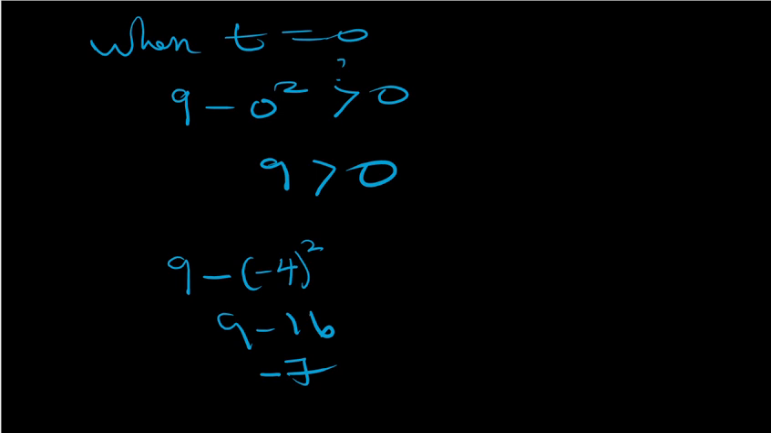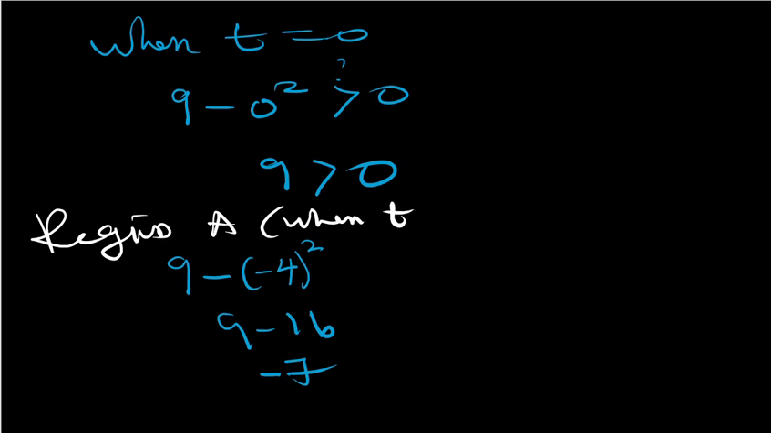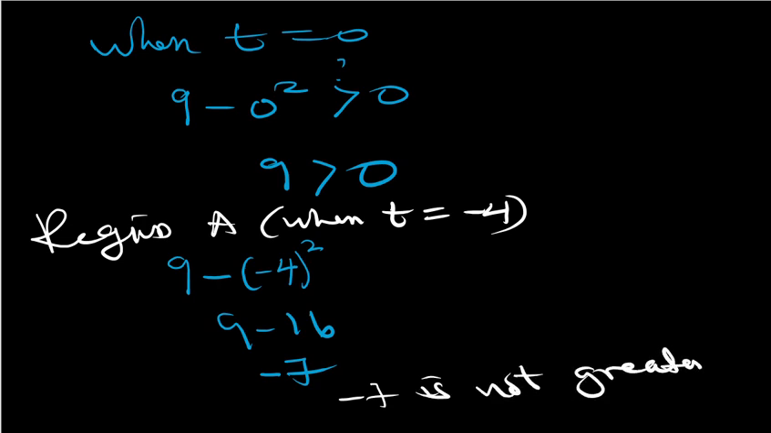Let me even indicate that. Region A, when t is equal to -4, it doesn't satisfy. -7 is not greater than 0. As I said earlier on, the region C will also not satisfy. But for clear understanding, let's test the region C.